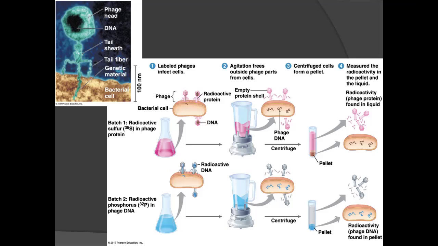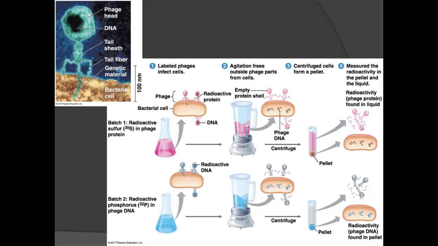Note that if the medium contained radioactively labeled sulfur, this would result in the phage proteins being radioactive. And if the bacteriophage was grown in the phosphorus batch, this would mean that the phage DNA was in fact the labeled portion. They then allowed these phages to infect bacterial cells. They then agitated the medium in order to separate out the phage parts from the cells. They then put these samples into a centrifuge in order to separate out the sample.